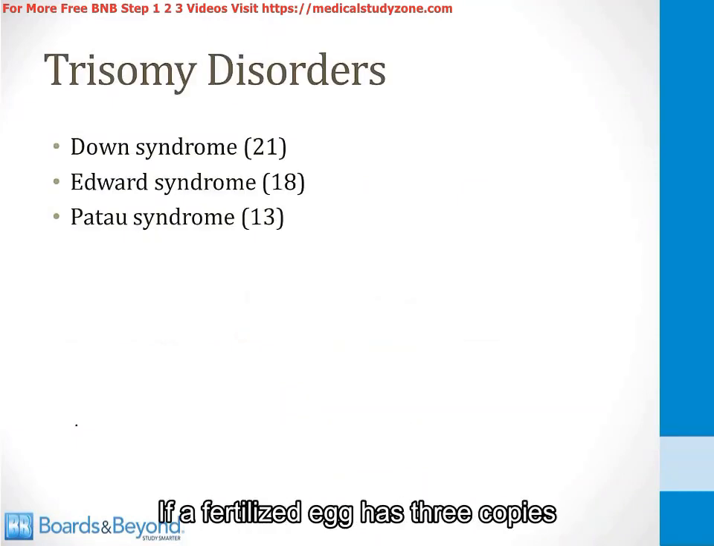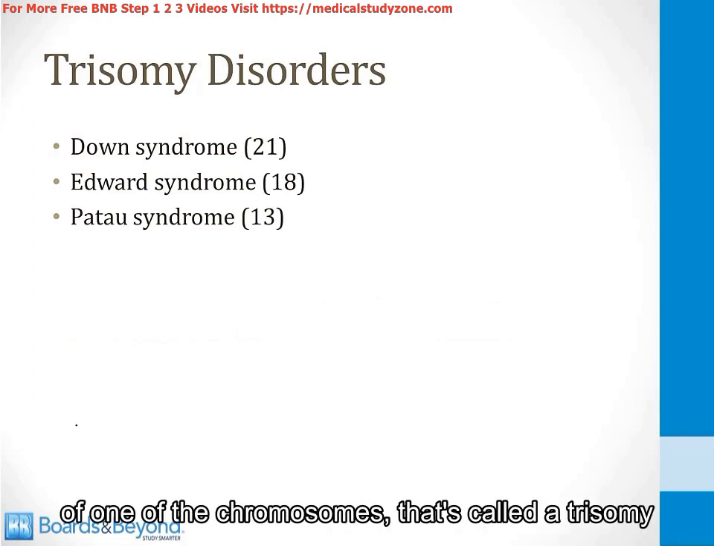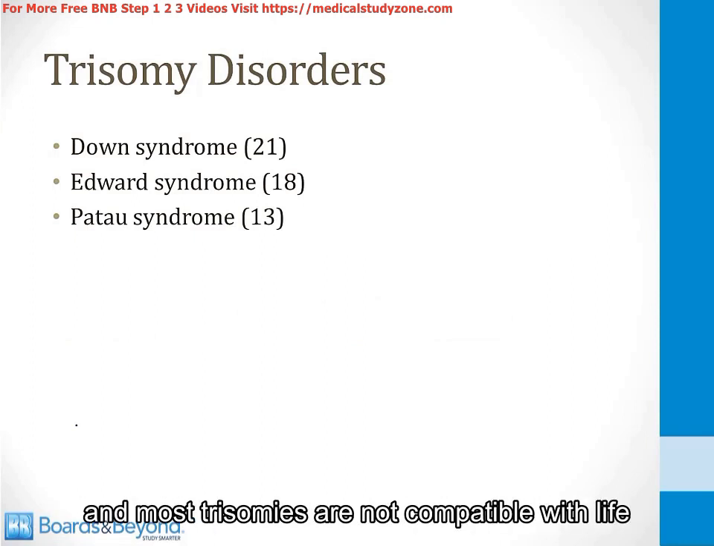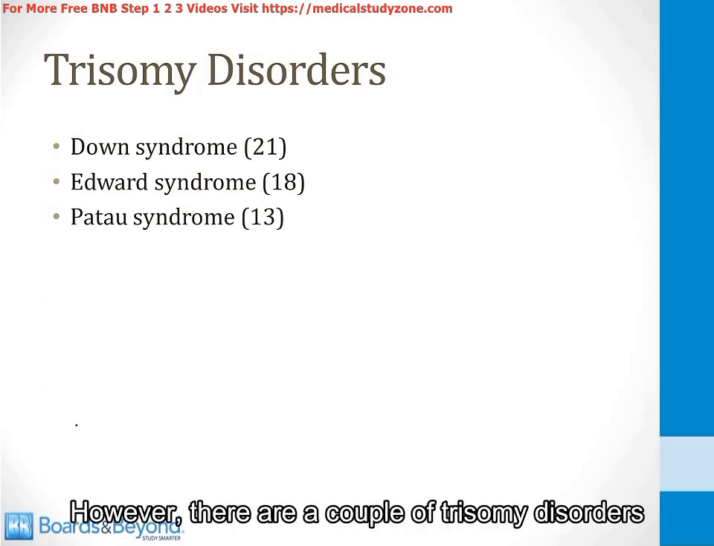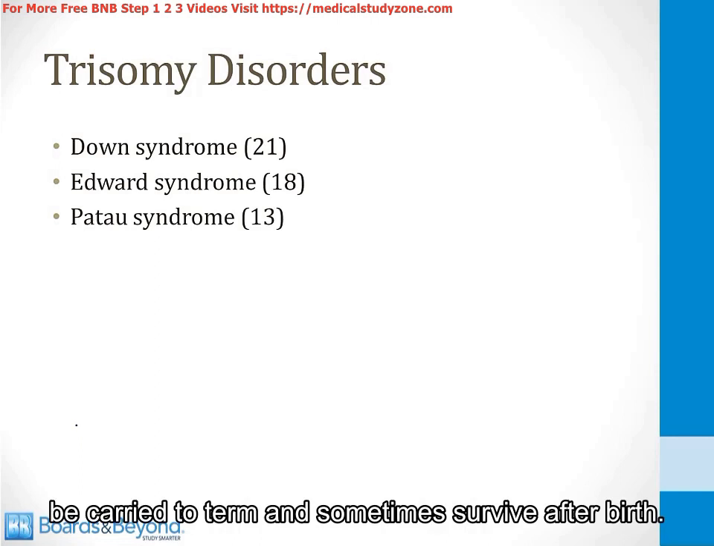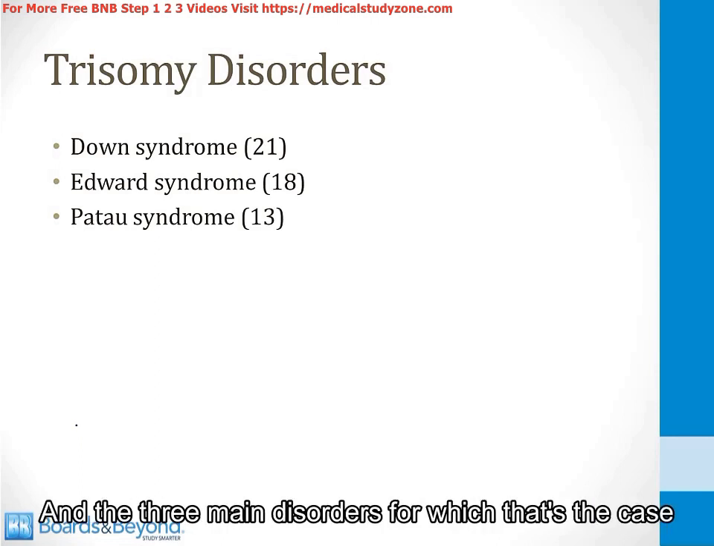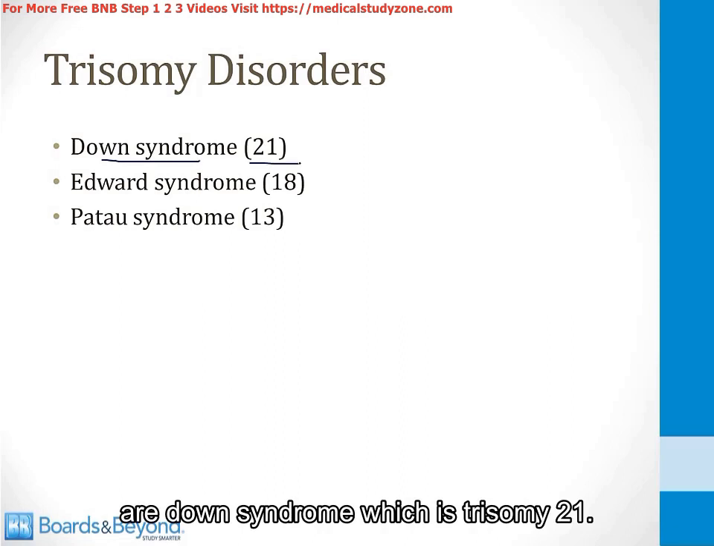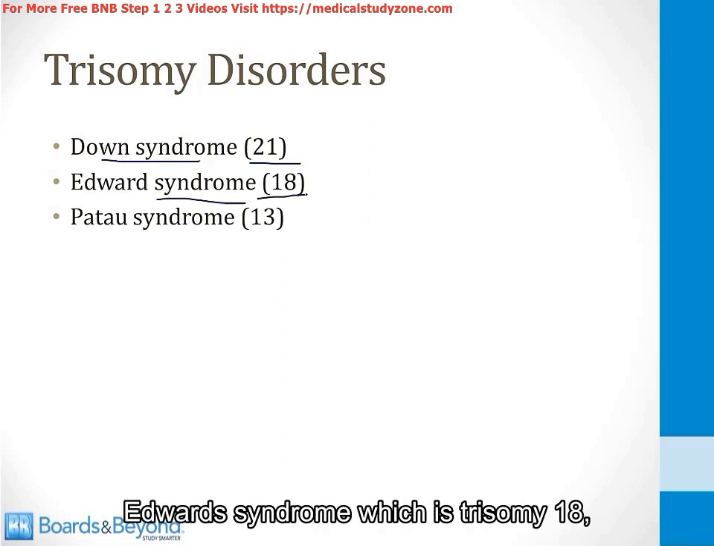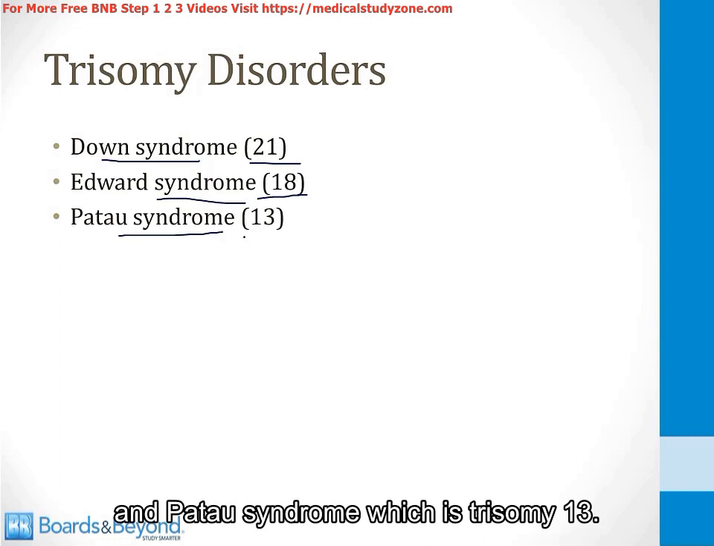If a fertilized egg has 3 copies of one of the chromosomes, that's called a trisomy, and most trisomies are not compatible with life and will lead to a miscarriage. However, there are a couple of trisomy disorders where the baby can potentially be carried to term and sometimes survive after birth, and the 3 main disorders for which that's the case are Down syndrome, which is trisomy 21, Edwards syndrome, which is trisomy 18, and Patau syndrome, which is trisomy 13.